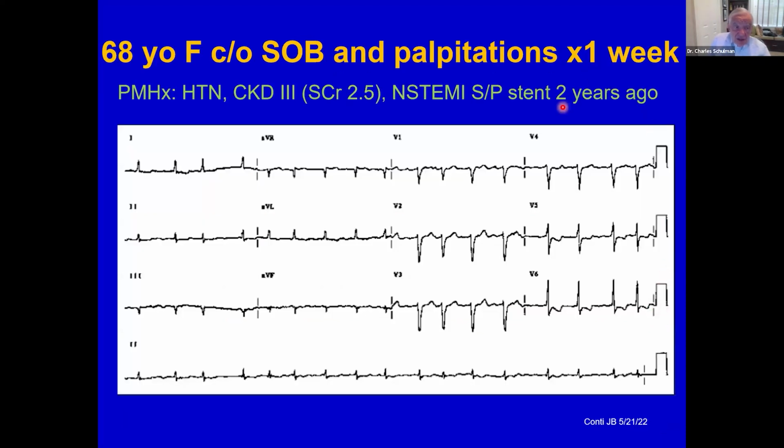Now here's a 68-year-old woman who complained of shortness of breath and palpitations for a week. She has a history of hypertension, chronic kidney disease, and coronary disease. And here's her cardiogram. You can't count the rate on this image, but you can see that it's a narrow complex tachycardia with no visible P waves. So what arrhythmia is this?